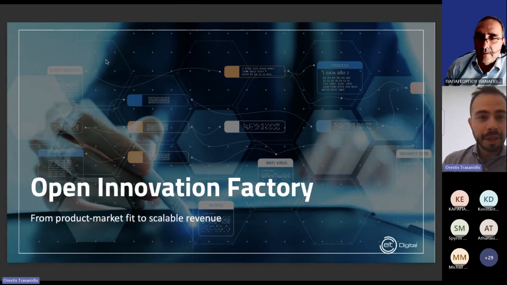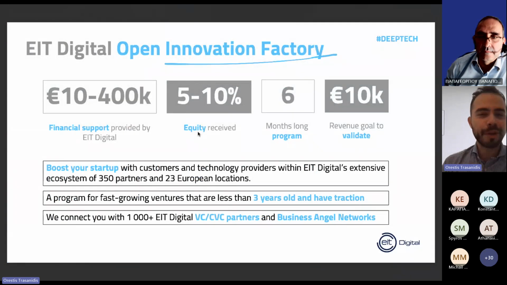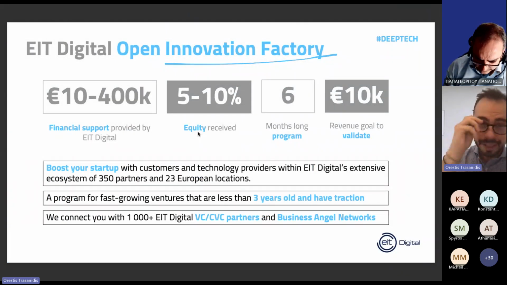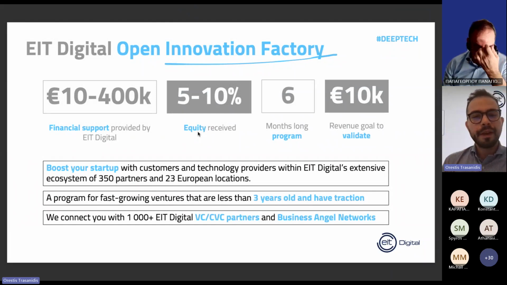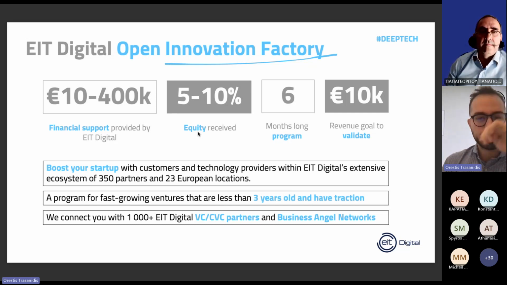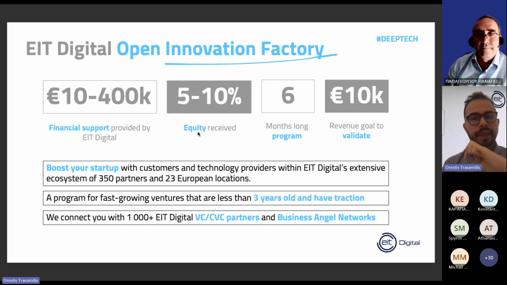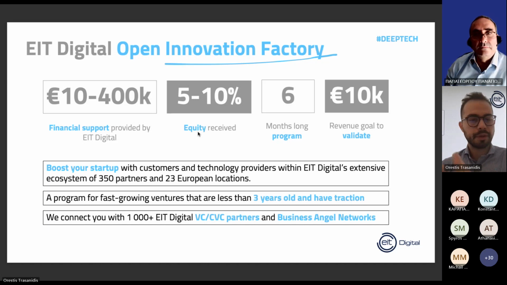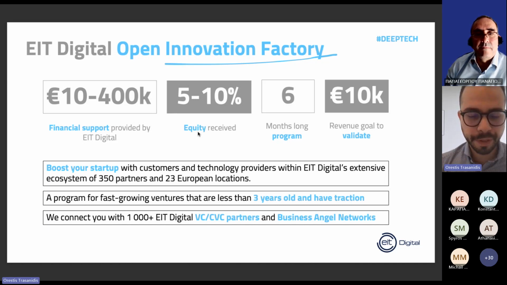What I'm about to present to you, and this is important, is only for this year. Next year, we will change the program completely. But this year, because we have another two cutoffs before we change it, this is what we're going to do. For already established early stage startups, with 1 or 2 years already in the market, less than 3 years, as you can see, we are co-funding up to 50% of the funding round. So we can provide from 10 up to 200K, 400K, sorry.